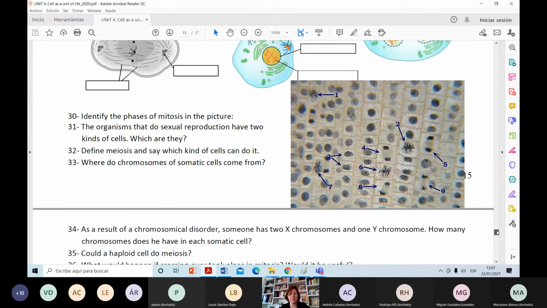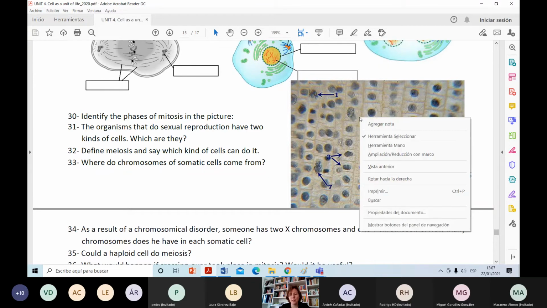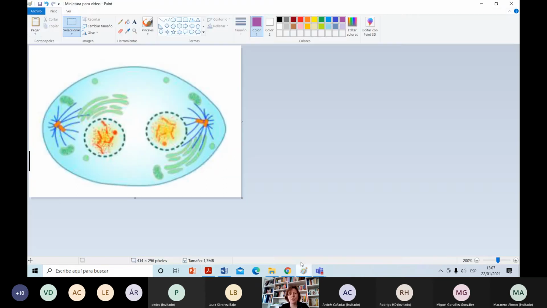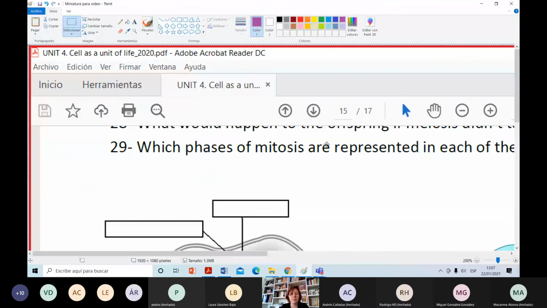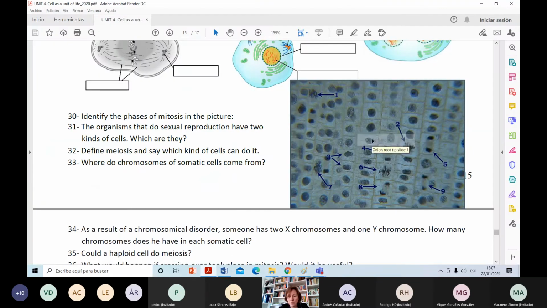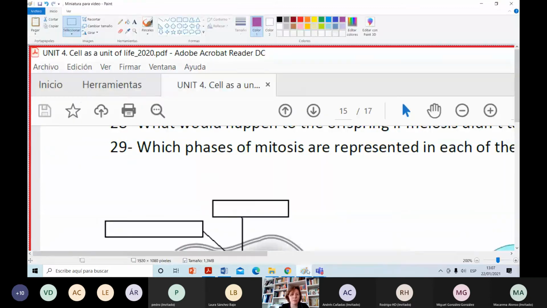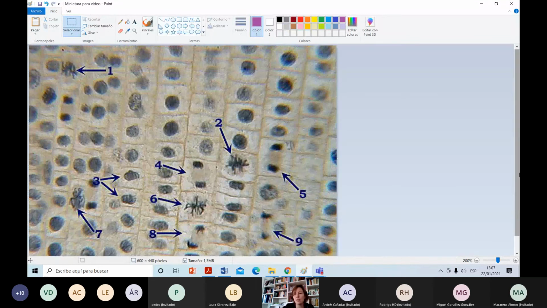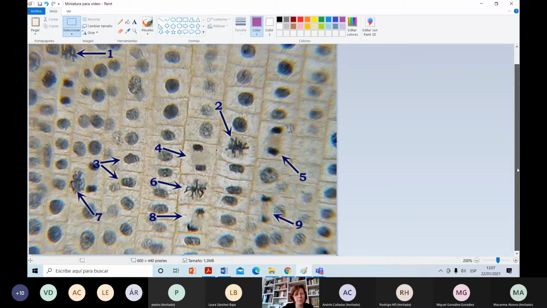Well, we've got another activity that is similar but a little bit more complex here. And I say it's a little bit more complex because it has real pictures. So it's not diagrams, but it's real pictures that you see when you look through the microscope. So let's see whether we've got an idea on what we could find if we look through the microscope.